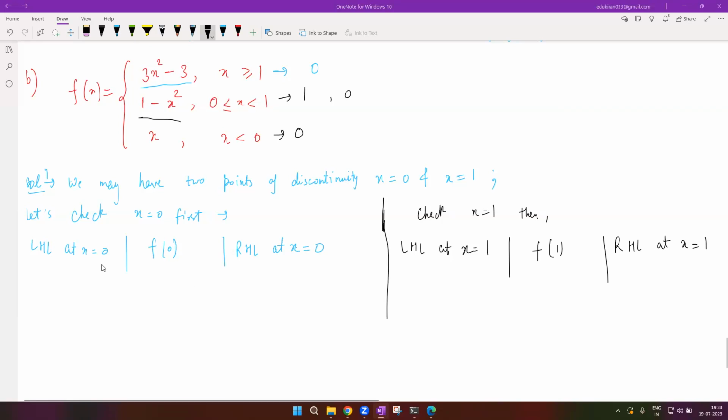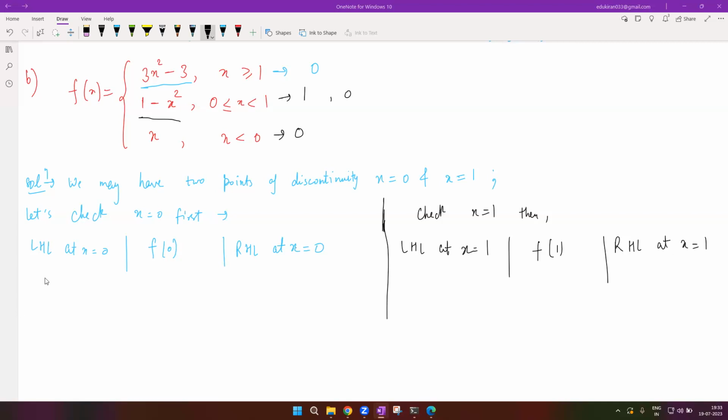Yeah. So we need to check for x equals 0 and x equals 1. But before that, this is a shortcut. Just put your values directly in the given functions. You will get to know whether the function is continuous or discontinuous. Now let's check properly again. So there may be 2 points of discontinuity. Now let's check for x equals 0 first.